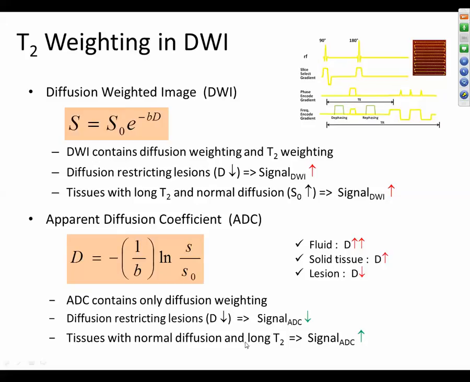And for those with normal diffusion but long T2 tissue, the signal won't be affected, so it will look relatively stronger than the lesion.